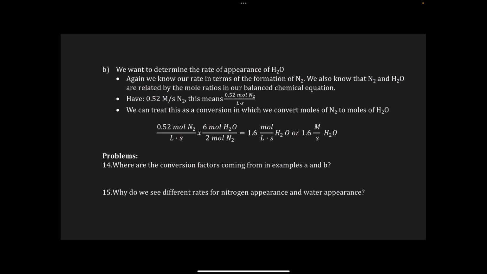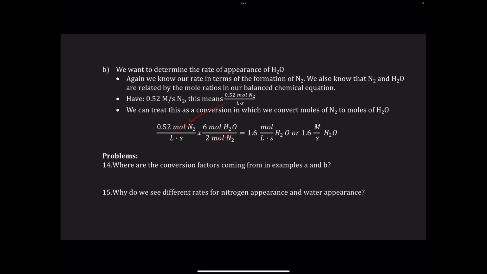So again, we're going to start by taking that rate, and we're going to multiply it by a conversion factor. If we look back at our balanced equation, we have 6 moles of water for every 2 moles of nitrogen. So we set this up with the 6 moles of water on the top, the 2 moles of nitrogen on the bottom. So the nitrogen moles cancel. And I end up with 1.6 moles per liter per second of the water, which is the same as 1.6 molarity per second for the water.